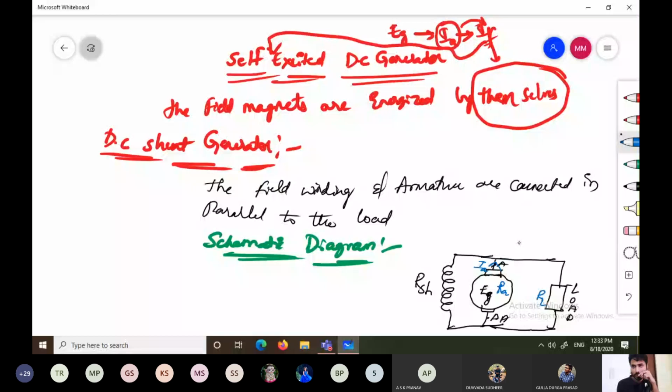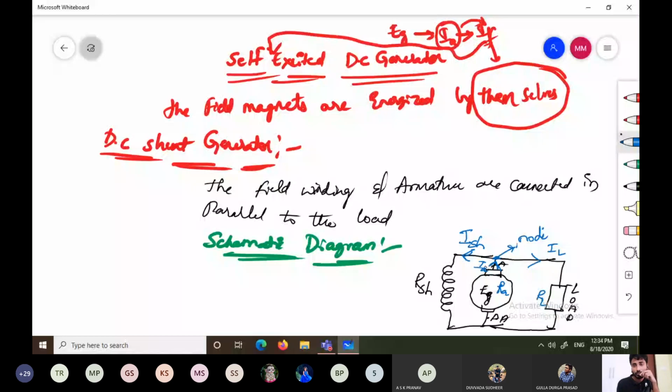Due to this, there is a node present in this particular circuit at this point. Okay, there is a node. This is the node. At this node, we have two paths of current like this. This is the field current, called the shunt field current, ISH. ISH is the field current and IL is the load current. So at this particular node, we have two currents.